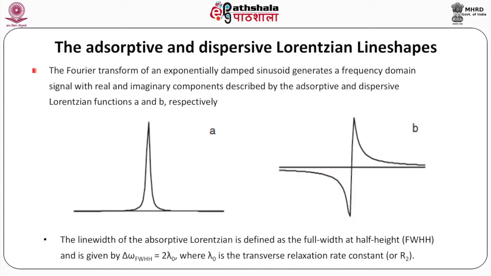The Fourier transform of an exponentially damped sinusoid generates a frequency domain signal with real and imaginary components described by the absorptive and dispersive Lorentzian functions as shown in A and B respectively. The line width of the absorptive Lorentzian is defined as the full width at half height, FWHH, and is given by delta omega FWHH equal to 2 lambda 0, where lambda 0 is the transverse relaxation rate constant or R2.